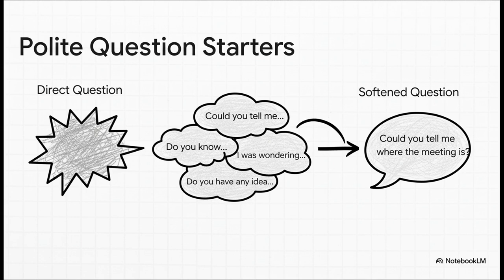Instead of just jumping right in, you add a little buffer, like, could you tell me? Or, I was wondering. These phrases are like magic. They instantly change the entire tone of the conversation.